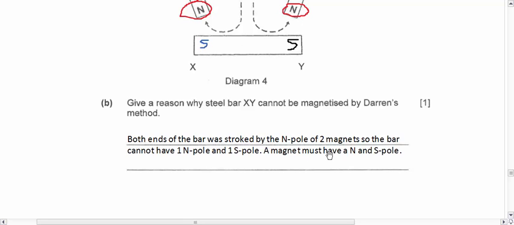But you need to explain. Because of that, the bar cannot have one north and one south pole. It can't happen because a magnet must have a north and south. So that's the main reason why this steel bar cannot be magnetized by his method. Alright?